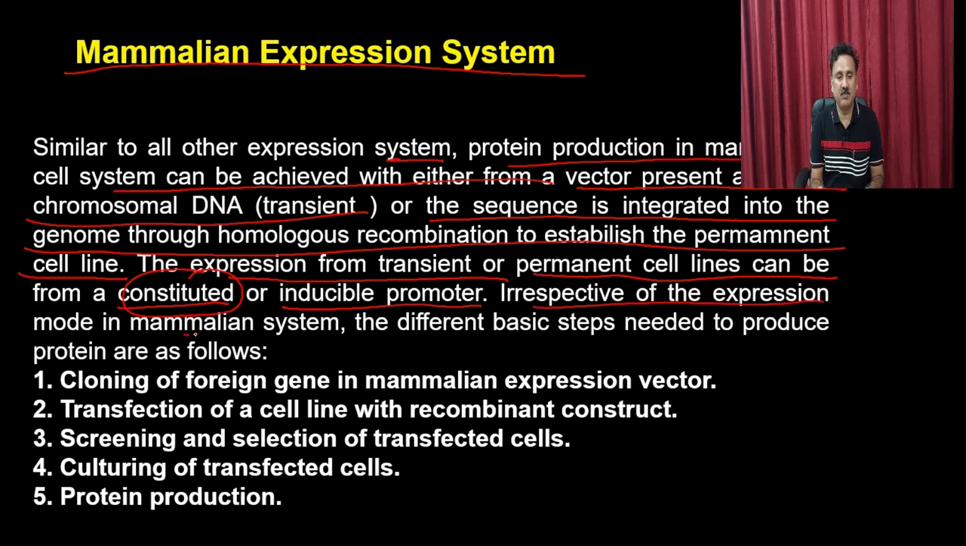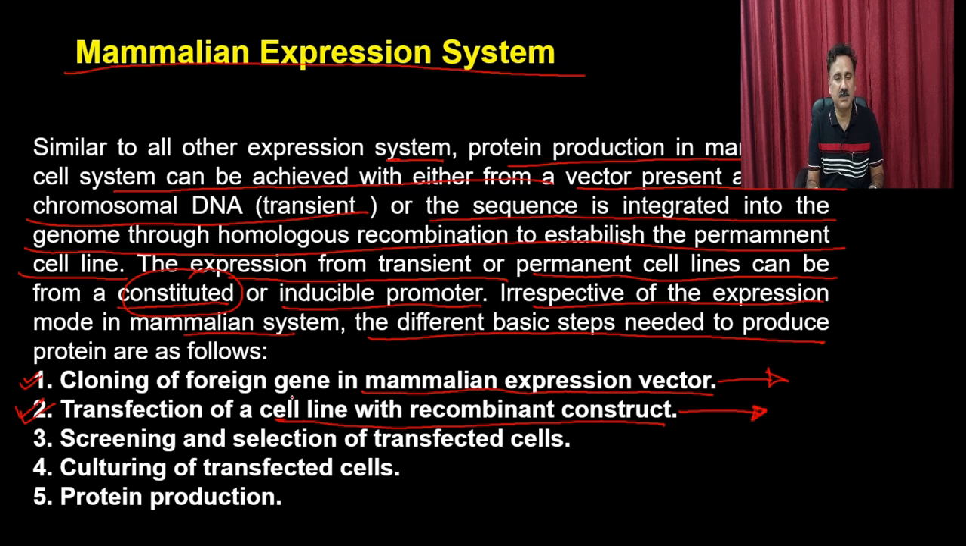Irrespective of the expression mode in the mammalian system, the basic steps required to produce a protein are as follows. First step, you clone the foreign DNA into the mammalian expression vector. We will discuss the mammalian expression vector in a subsequent lecture. Then you transfect the cell line with the recombinant construct. We are also going to discuss the different methods of transfection available for mammalian cell lines. You can use lipofectamine, or the calcium chloride method, and so on.